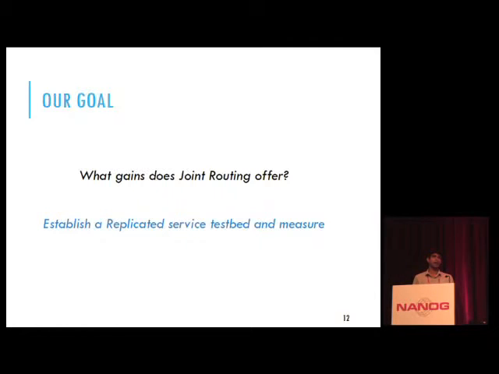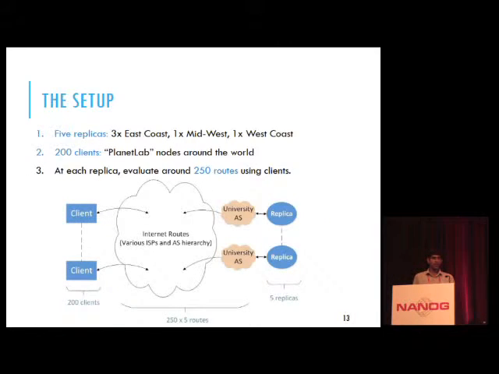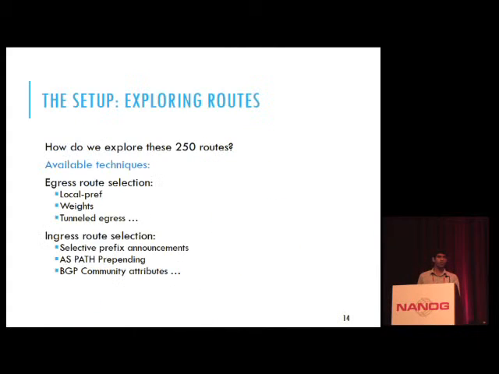So to do this, we established a test bed and actually evaluated what can be done with this. So our setup looked something like this. We have 5 replicas, which are simply 5 servers in various universities around the country. And for clients, we used an open test bed called Planet Lab with nodes around the world, although a larger percentage of these nodes are in the US. And at each replica, we evaluated around 250 alternate routes to each of these prefixes. So as the diagram shows you, we have around 200 clients, 250 routes, one for each of the replica routes, and 5 replicas. So how do we actually explore these 250 different routes?